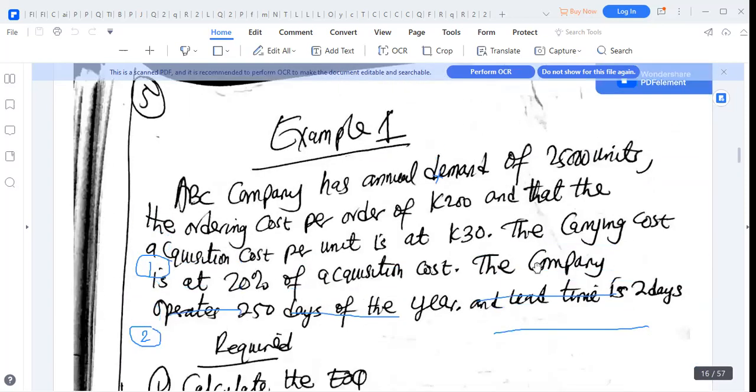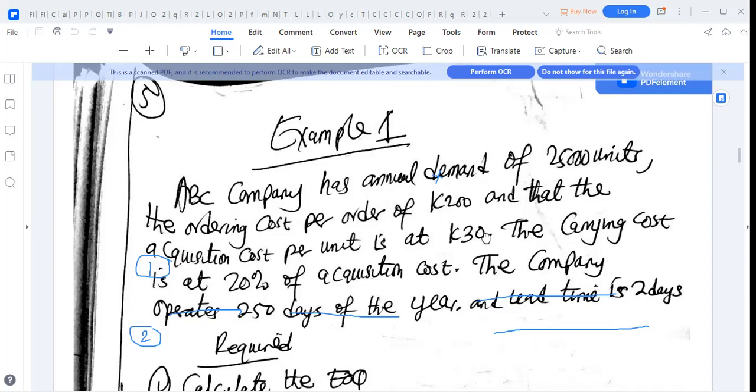Example one, ABC company has annual demand of 25,000 units. So that's an annual demand. The ordering cost per order of 200 kwacha, that's the ordering cost per order. And then the acquisition cost per unit is at 30 kwacha, that's the acquisition cost per unit. The carrying cost is at 20% of acquisition cost. Then the company operates 250 days of the year, meaning that other days they are not working, and lead time is 2 days. So this is about what this question is all about.